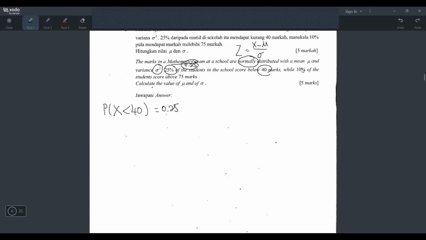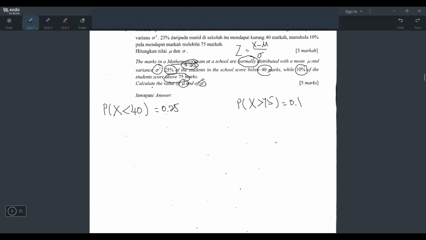The next one, 10%. So it's also the probability of something, because percentage is automatically probability. So 10% means 10 divided by 100, 0.1. So the probability of something equals 0.1, but probability of what? Students that score above 75 marks. So we can let x become the score, but this time above, so bigger than 75. And x represents score. And now we can find the value of the mean and standard deviation.